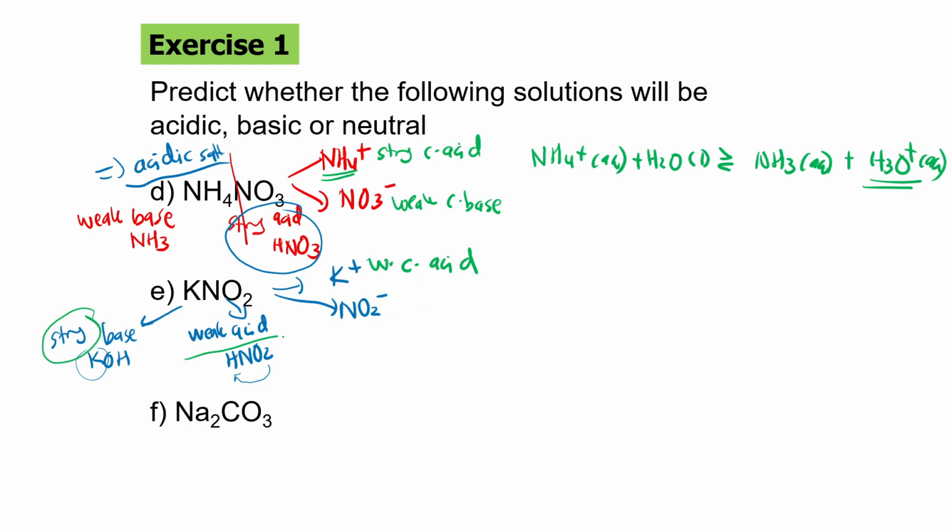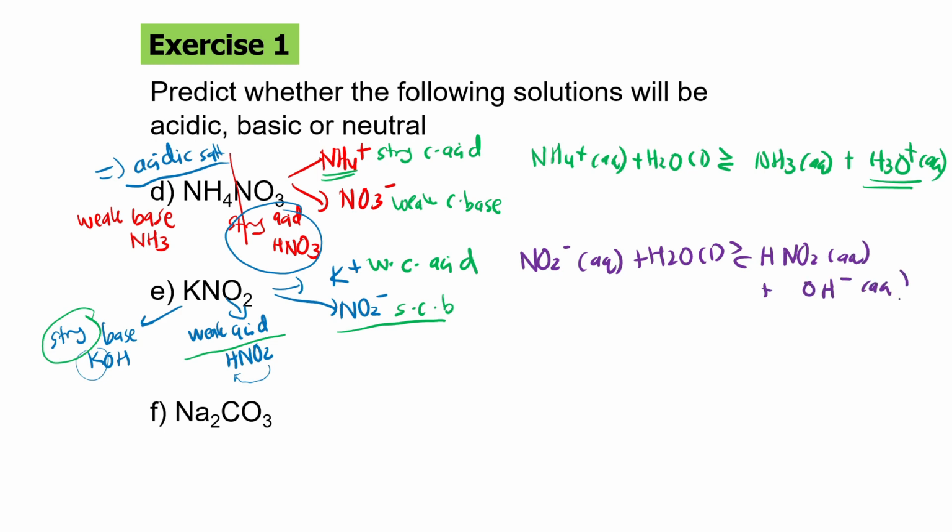Weak acid, so NO2 minus come from weak acid HNO2. So it will produce strong conjugate base. So yang undergo hydrolysis is NO2 minus. So reaction between NO2 minus and water. So produce HNO2. Okay, produce back the acid and OH minus. Okay, so finally we have type of salt here is basic salt. Okay, because at the end of the equation we have OH minus.